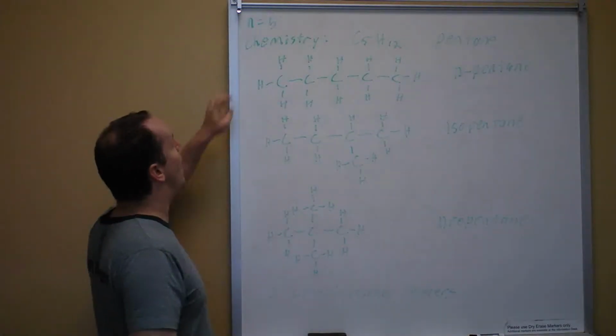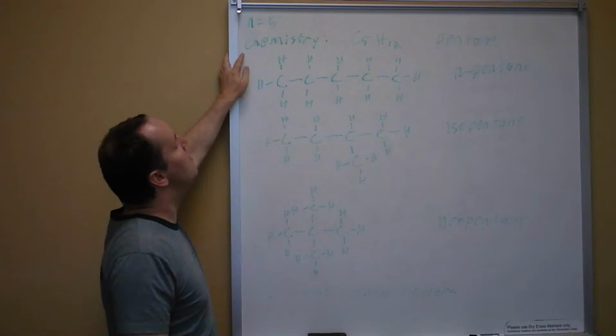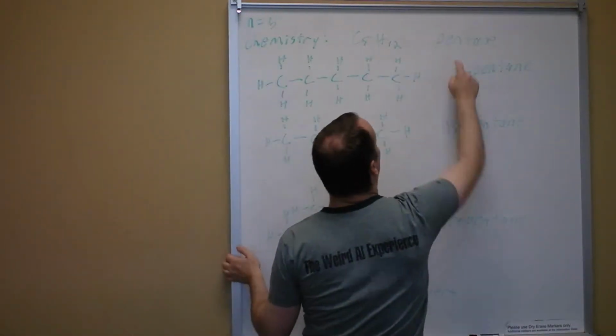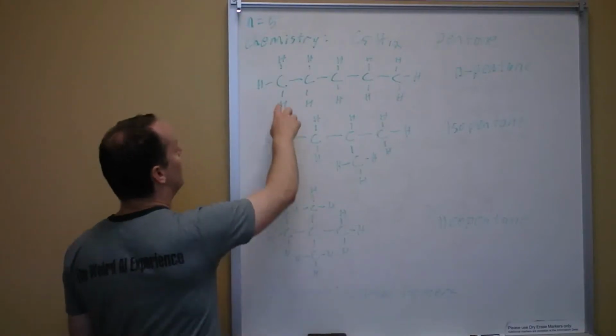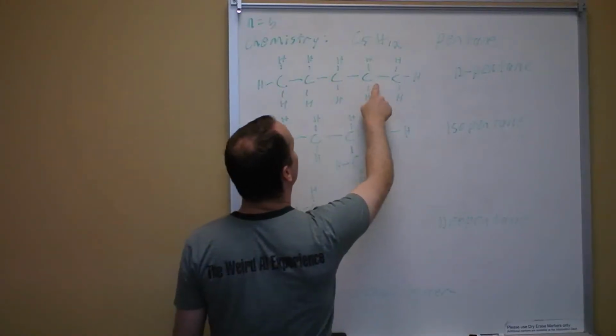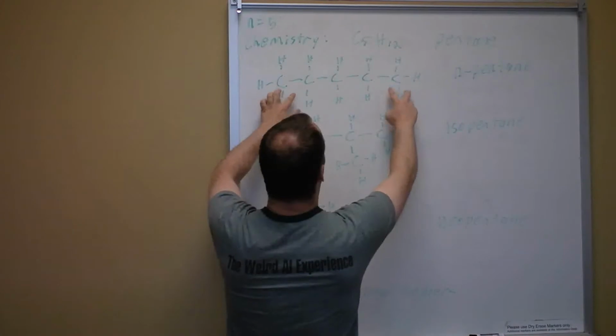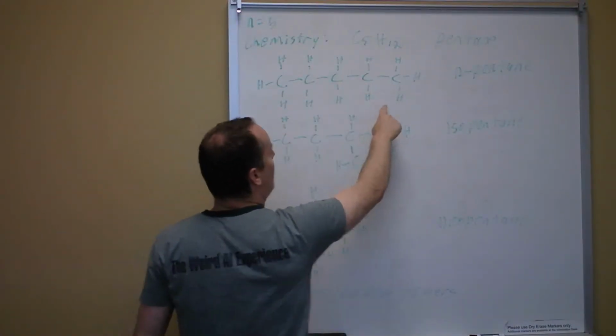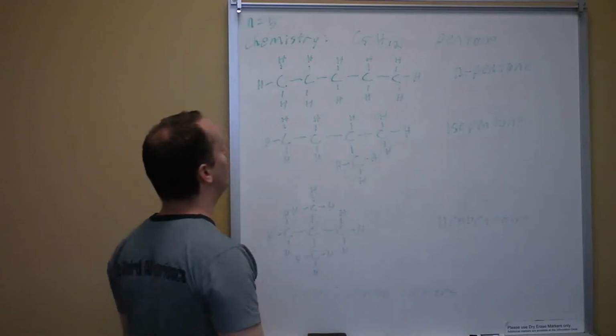Okay, so continuing on, what if n is equal to 5? Well, in chemistry, that gives us the formula C5H12, which we call pentane. Now, one way to do this, of course, would be to have all 5 carbon atoms in a row. The 2 end carbons each have 3 hydrogens, and the 3 middle carbons each have 2 hydrogens. We call this chain pentane, or just n-pentane.